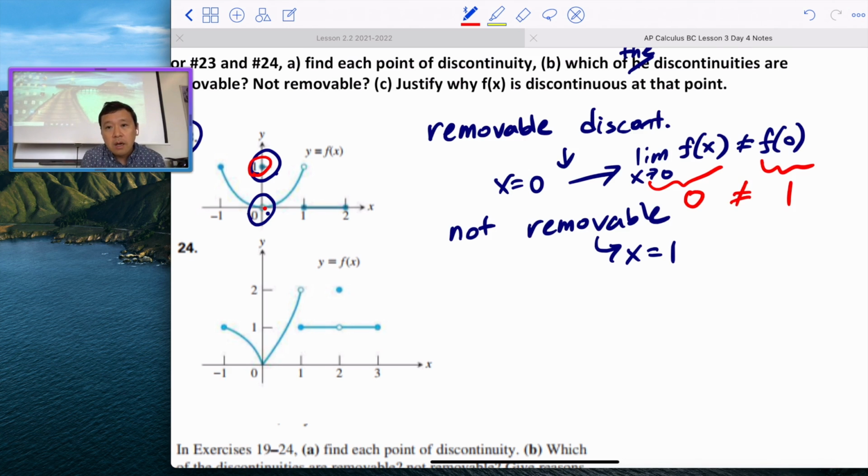For the second part, x equals 1, why is this function discontinuous at x equals 1? Because we can't even compare these two values, since the limit does not exist. And you could even stop there.